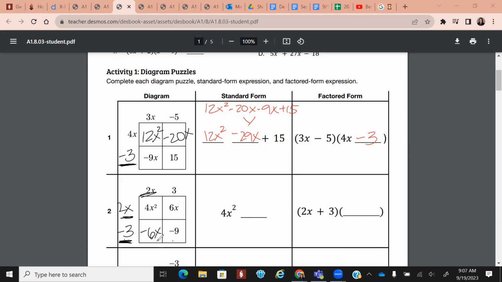Now, look at the diagonal. We always are going to add on that diagonal. Is 6x minus 6x, what does that equal? 0. So we're left with 4x squared minus 9. When we write this out in factored form, we just write out what's on the side.